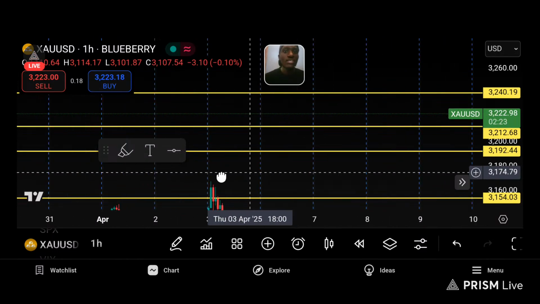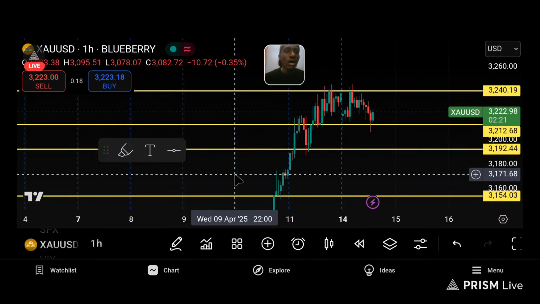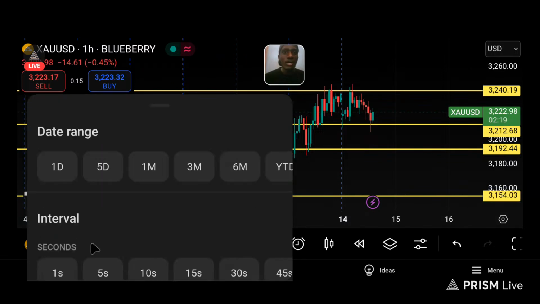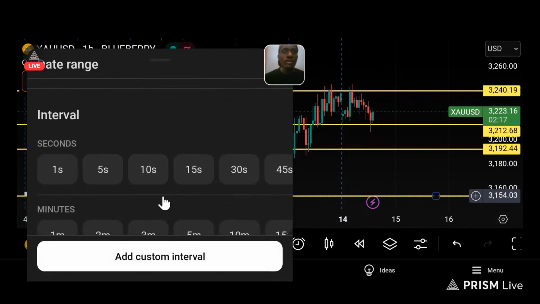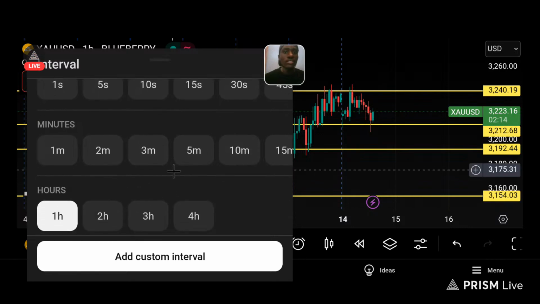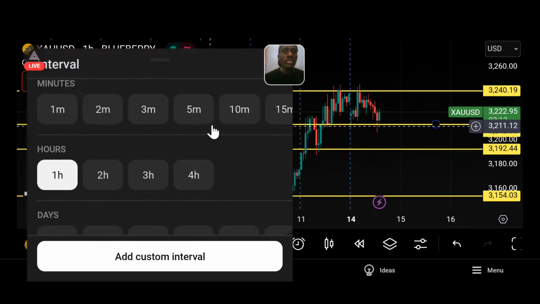That is all I can say for the 1 hour candle. Let's now go to the 30-minute time frame and see what's popping on the 30-minute time frame, right?